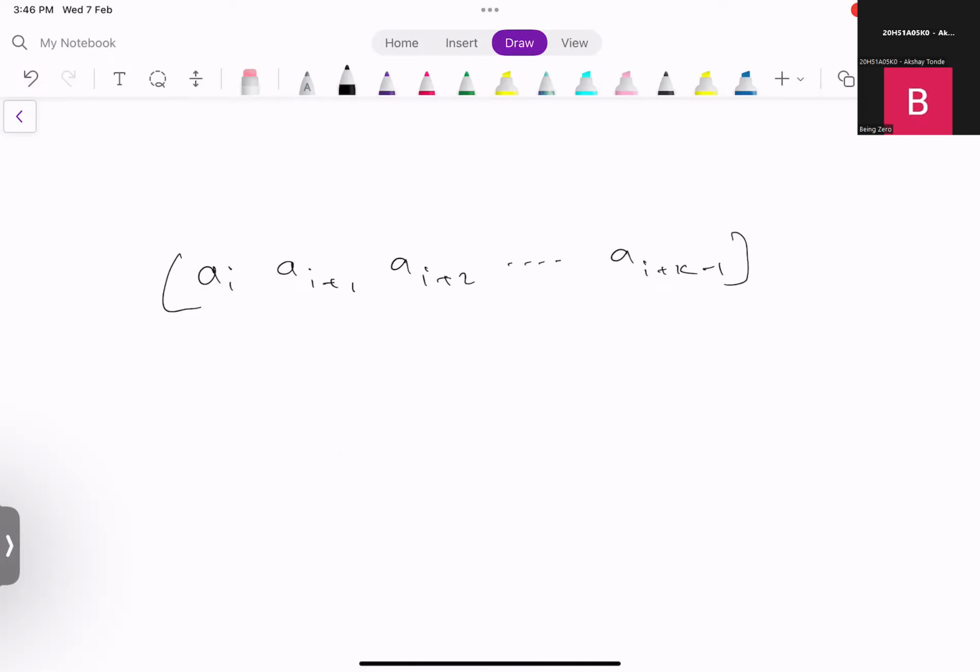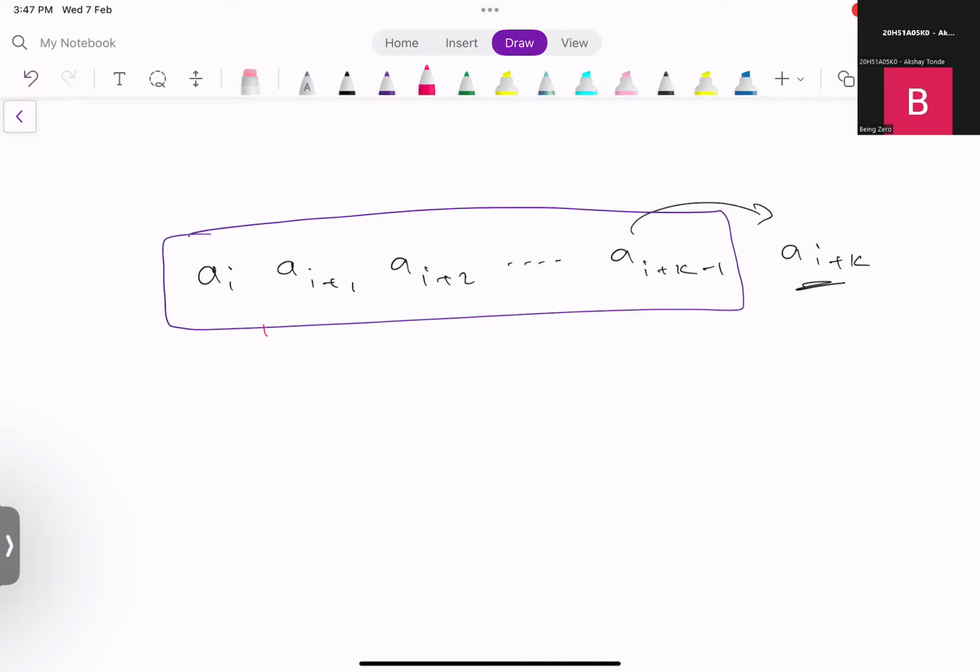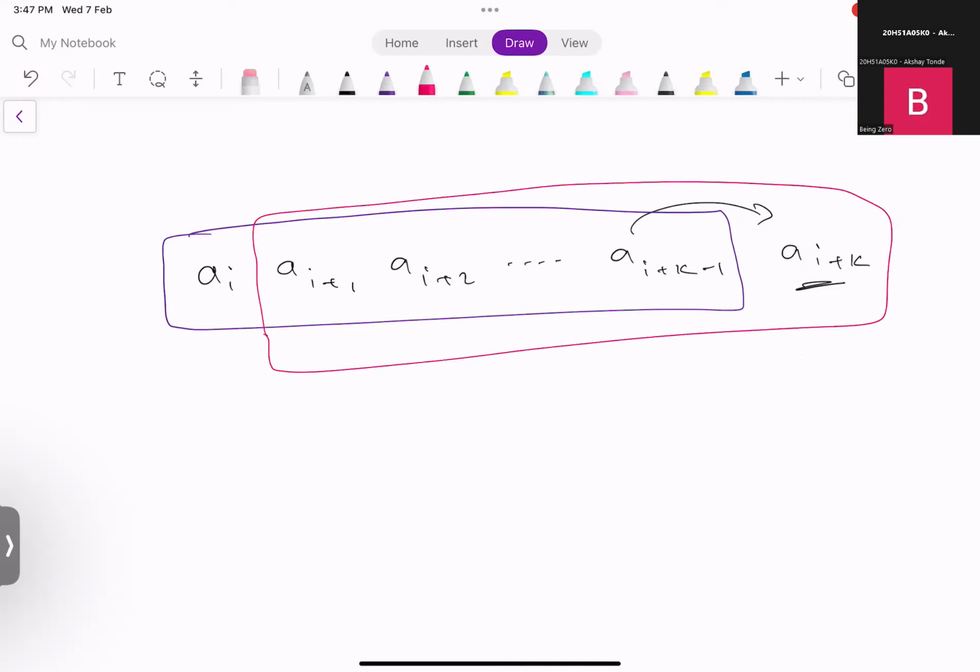Now, there will be one more element, A_(i+k), right after this element. But we need only this much, right? Now, when we slide from this part to this part, in the next subarray the values will be like this, right? So let me use different colors to represent them. This is one segment, and another segment will be like this, right?